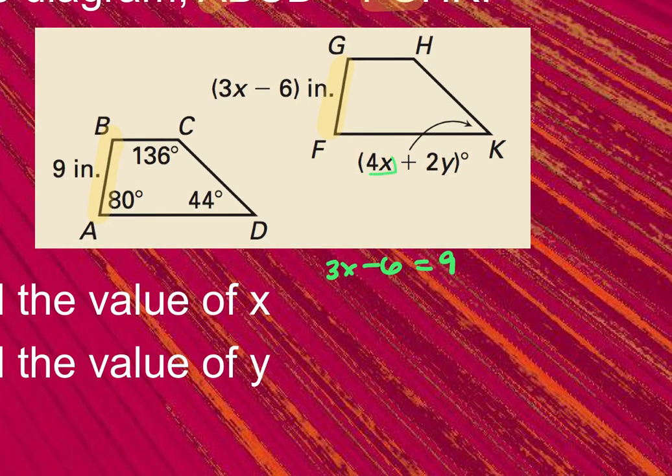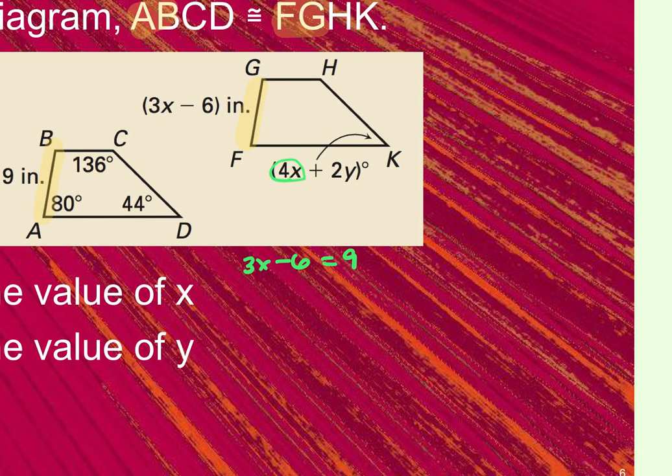I also have an X in this statement, so I could use that and say that 4X plus 2Y equals an angle K would equal angle D, 44. The problem is there are 2 unknowns in that statement. So I'm going to first solve the first one by adding 6, dividing by 3, and I get X is 5.